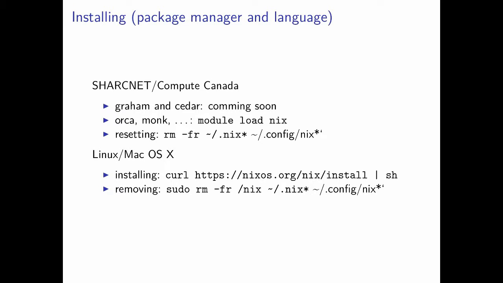We'll just reset it back to the state before you first loaded the module. Now on your own system, which is one of the beautiful things about Nix, it's the same on your system as Sharcnet, so you can just transparently move between them. So if you want to install it on your system, you can just run this curl, which fetches an installation script from the Nix site. You can have a look at that if you're worried about it rooting your system or anything, and then runs it. So for this demonstration, I'm just going to run it on my own system.